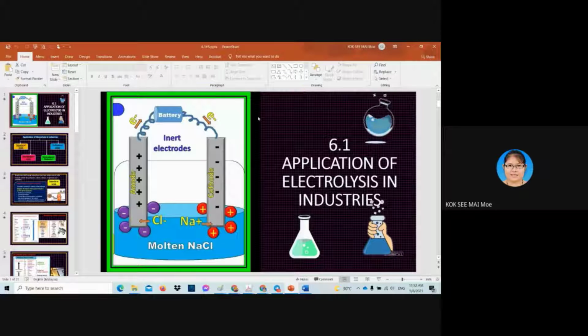Yes. Okay, today I want to complete 6.1 of chapter 6, about the application of electrolysis in the industry. Before that, we learned about the factors. First one is the electrochemical series. Number 2 is the concentrations. Number 3 is the electrode. So from here, we're going to see the application of electrolysis in the industry. I'm going to share the screen first.